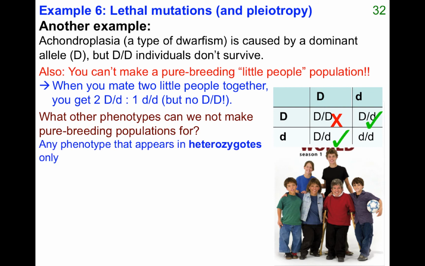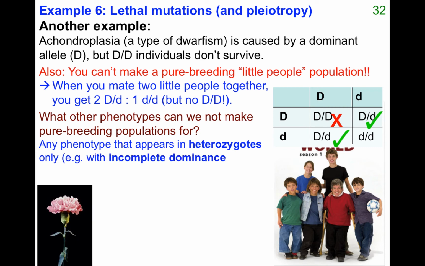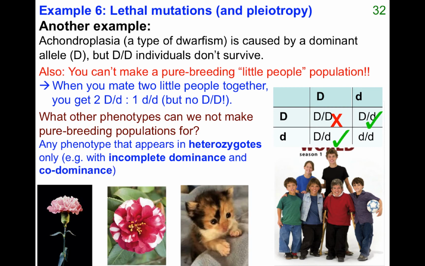Okay, welcome back. So any phenotype that appears only in heterozygotes is another type that you can't make a pure breeding population for. All right. So for example, for incomplete dominance, right, you can't make a pure breeding pink flowered carnation line, and you can't make a pure breeding line that is always tortoiseshell or red and white, because these are all heterozygotes, right? So even when there's no lethal alleles involved, there are still phenotypes such as these that you cannot make a pure breeding line for because they are not pure. They're not made from homozygous genotypes.